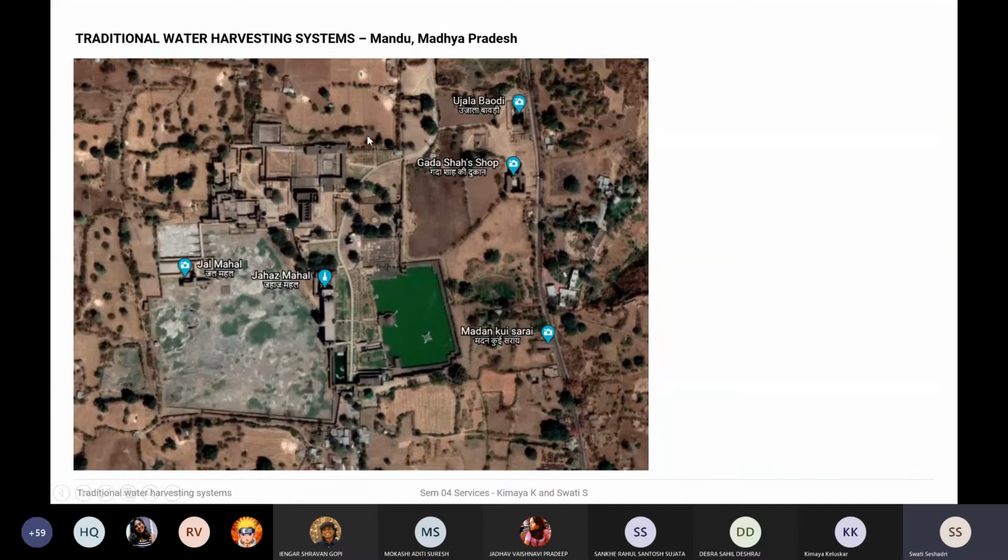So basically what we're looking at is the Jahaz Mahal. It is called Jahaz Mahal because it was built to celebrate the monsoon landscape. Jahaz means ship. If you go during the monsoon, you will see that this structure almost seems to be floating because of the water it collects all around it. So there are various catchments that have been created.